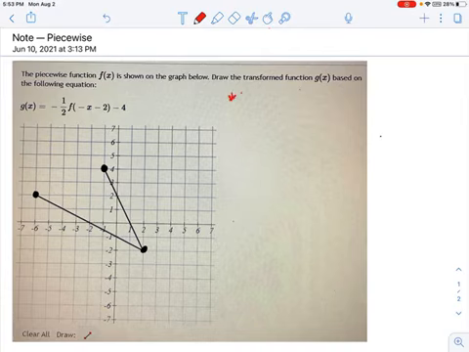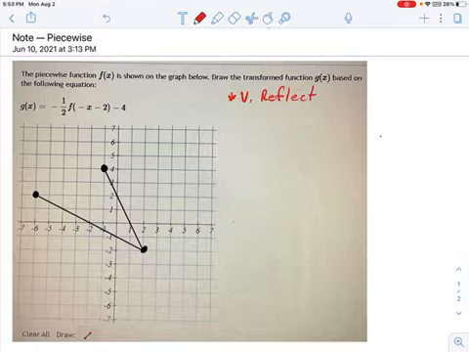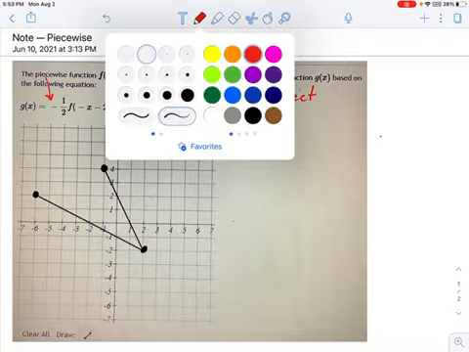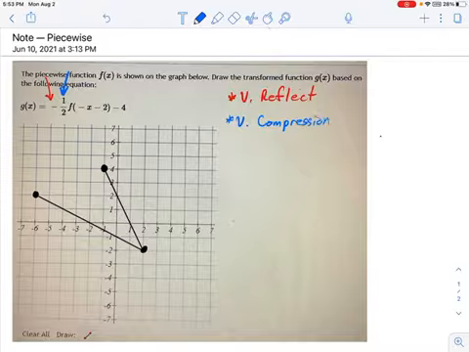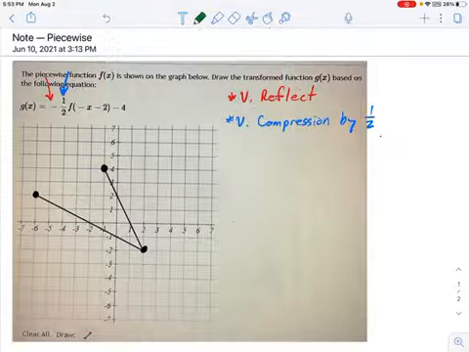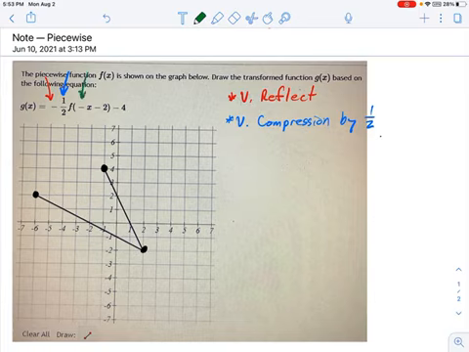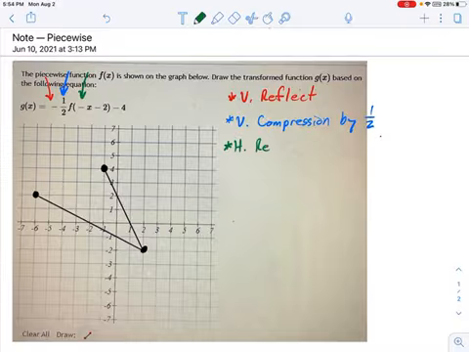So I have a vertical reflection. And you can see that with this negative sign right there. And I also have, let's see what else we have. We have a vertical compression, because it's a factor of 1/2. Vertical compression by 1/2. If it were greater than 1, it would be a stretch, but it's not what we got. So now, what else do I have? I have a vertical, sorry, that's not vertical at all. That's inside parentheses. That is a horizontal reflection.